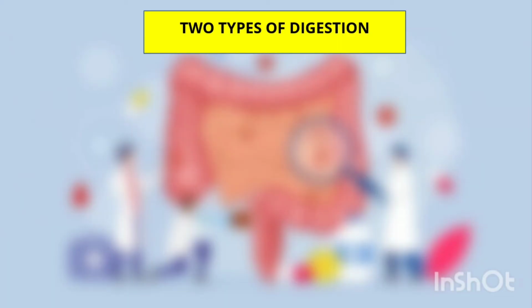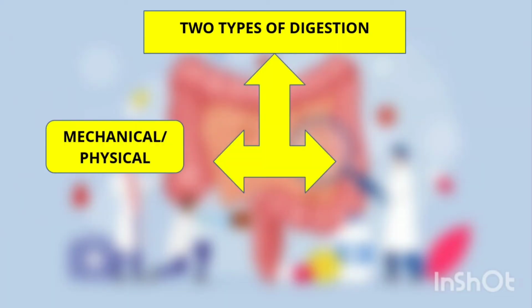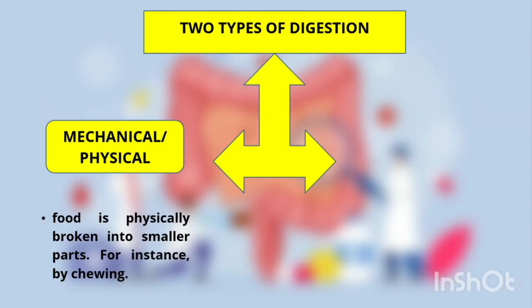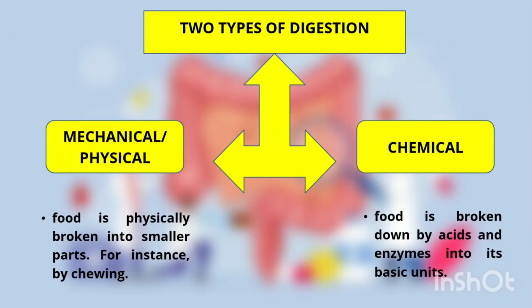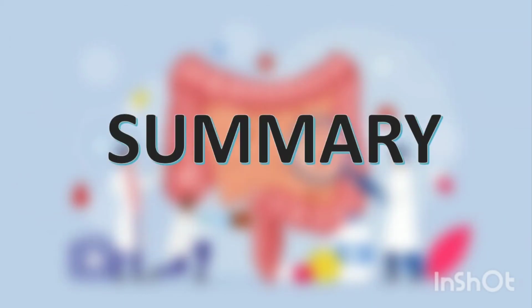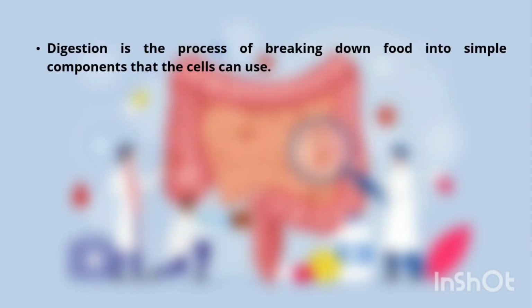We have two types of digestion: mechanical or physical digestion, where food is physically broken into smaller parts, for instance, by chewing. And we have chemical digestion, where food is broken down by acids and enzymes into its basic units. At this point, let us have a summary of what we have learned.